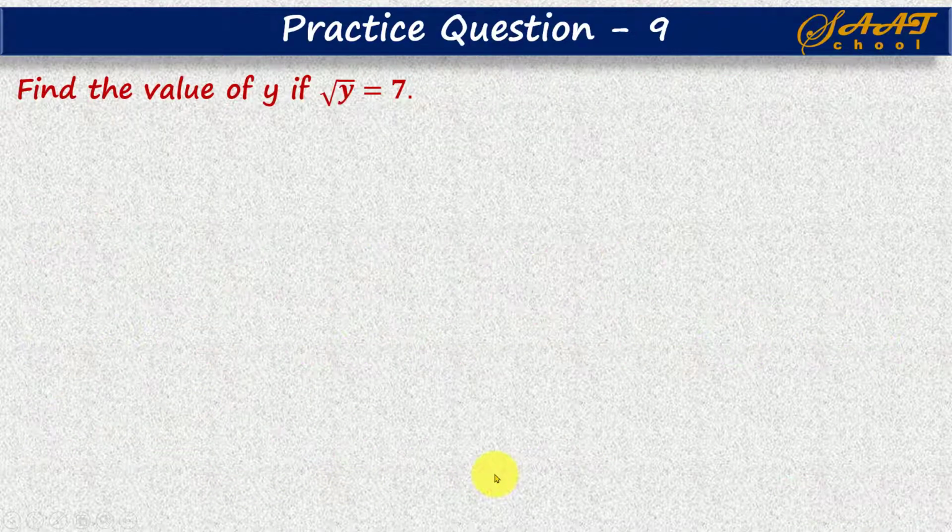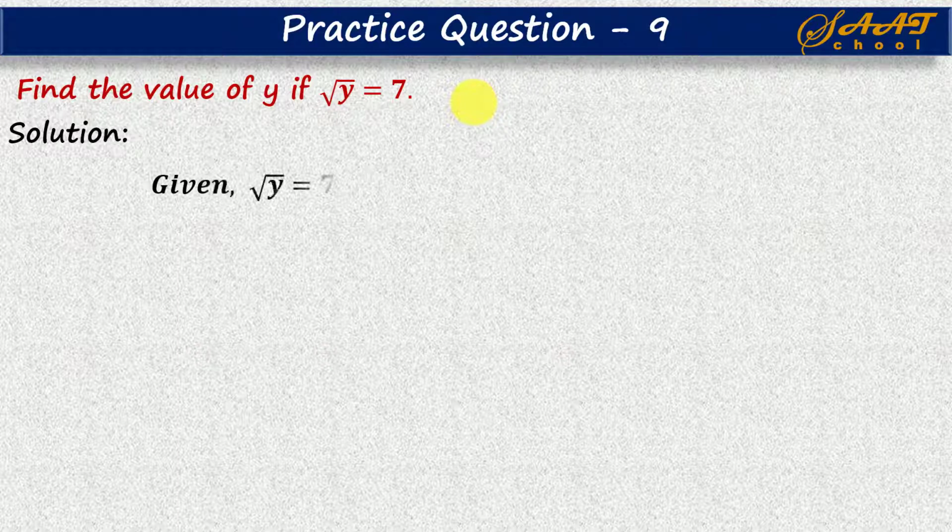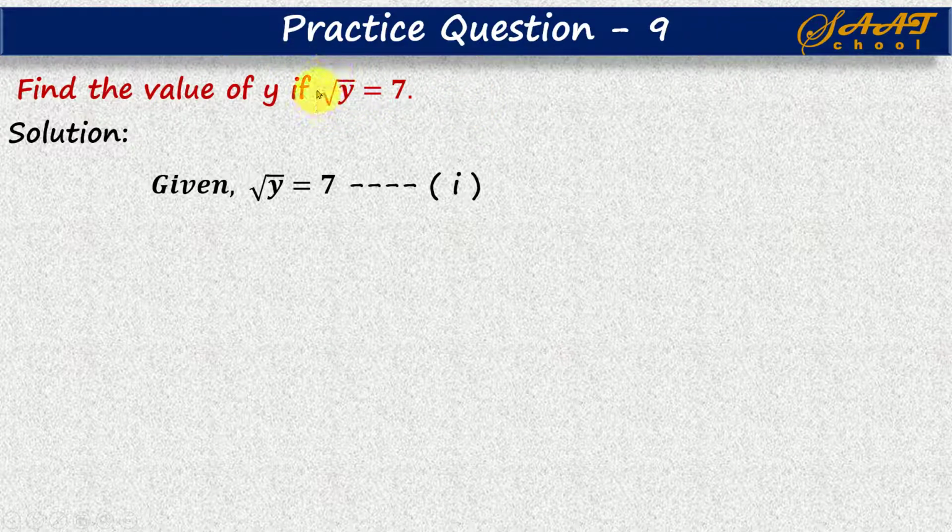Now let's try some practice questions. Now here is practice question 9. You have to find the value of y from this given equation. Here we already have the radical at one side, meaning the left hand side. You don't have to arrange the radicals. The given equation is square root of y equals 7. Now if you see the order of the radical, the order is 2.